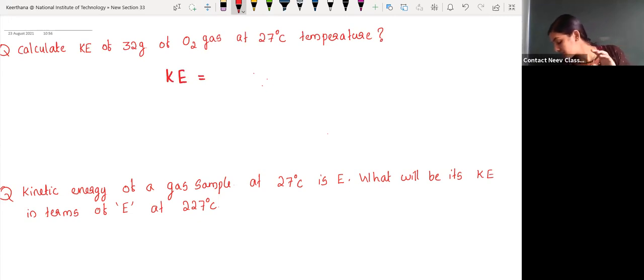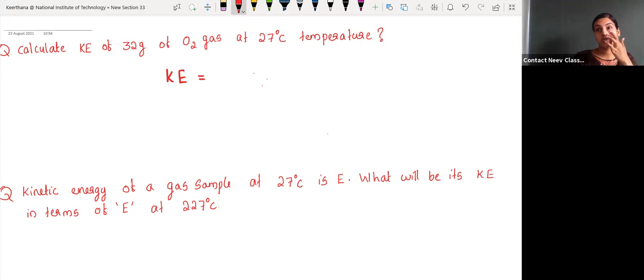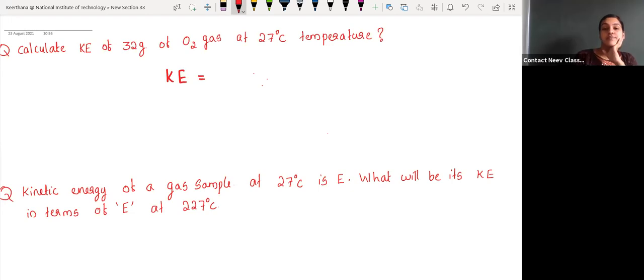32 grams of oxygen. How much mole? 1 mole. So which equation you will use? KE per mole equals 3/2 RT. Yes, 3/2 RT, it's simple.